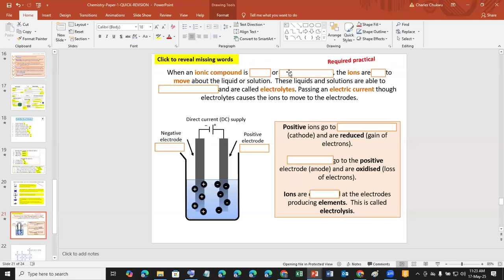When an ionic compound is melted, I think we looked at this, or dissolved in water, the ions are free to move about the liquid or solution. These liquids and solutions are able to conduct electricity and are called electrolytes. Passing an electric current through electrolytes causes the ions to move to the electrodes. The cathode is negatively charged and the anode is positively charged. I think we looked at these ones back then, so I'm not going to.